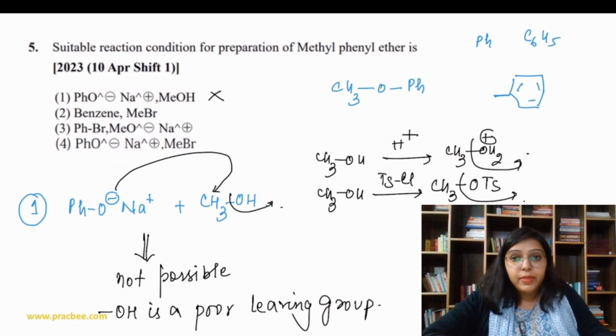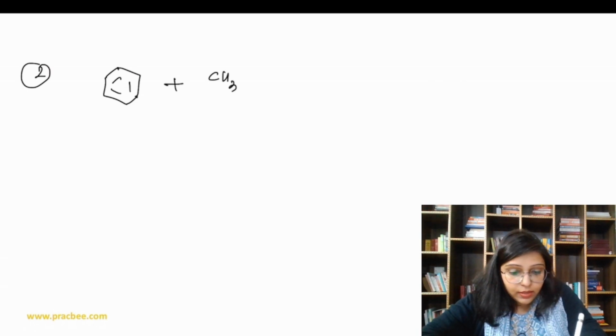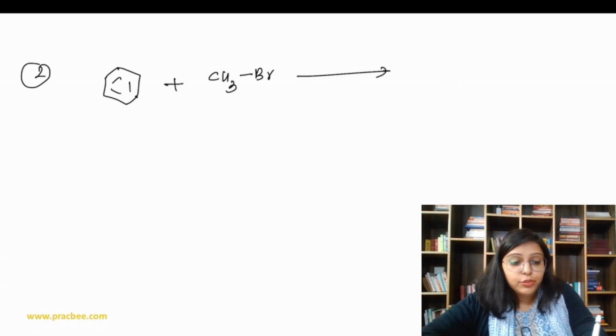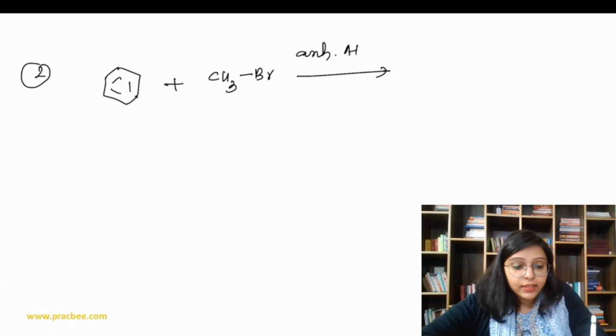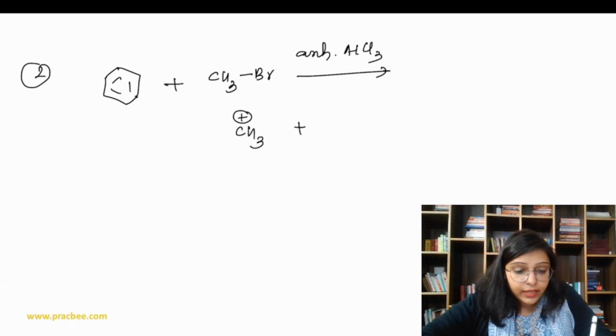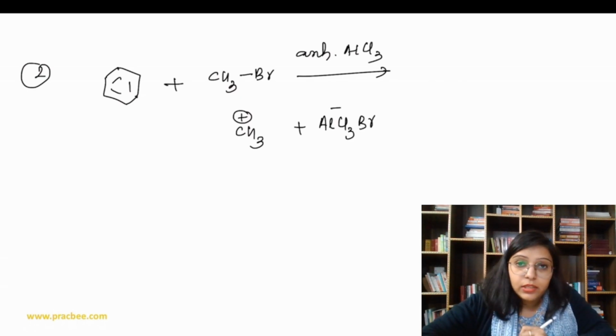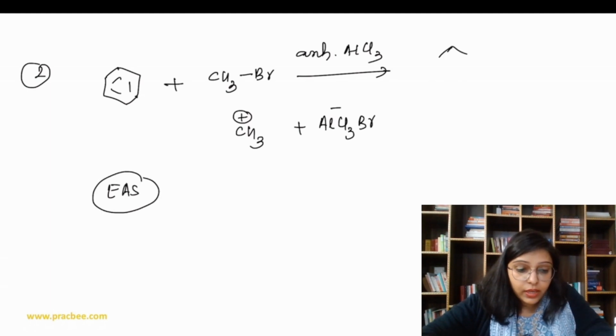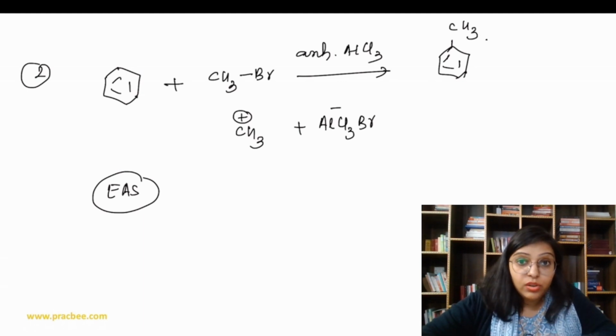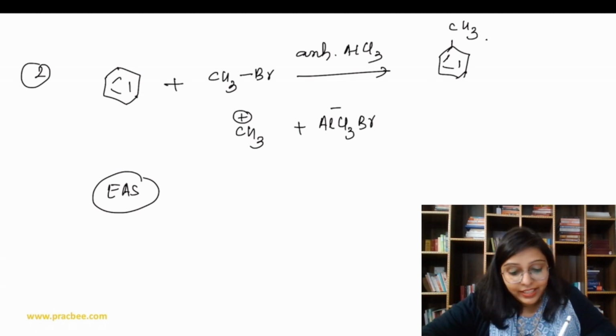Now second, we have benzene plus MeBr. First of all, for this we should have the reagent anhydrous AlCl3. For that, we get the carbocation, and we get AlCl3Br minus. This is going to be electrophilic aromatic substitution. So from here, we get toluene, not ether.